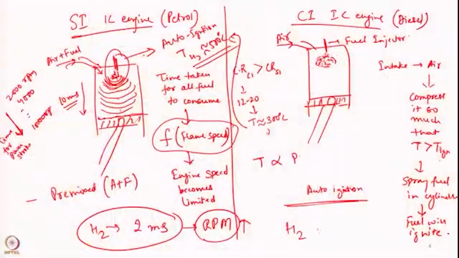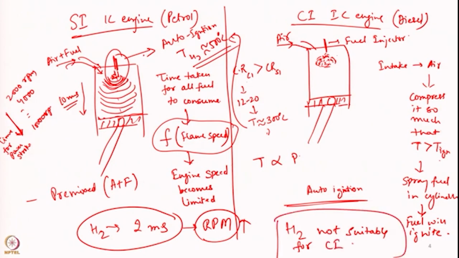But hydrogen is not suitable for a CI engine because of its high ignition temperature. You can say keep on increasing the compression ratio, but when we increase the compression ratio, a lot of other things also we have to do. The engine needs to sustain that much force. So, typically you will see that a diesel engine is heavier than a petrol engine, and the reason is not that it is producing more power, the reason is that you are operating at a higher compression ratio.